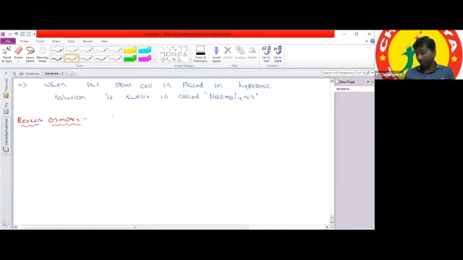You know the Berkeley-Hartley method. In the Berkeley-Hartley method, the membrane they use is an inorganic salt. The inorganic membrane they used is cupric ferrocyanide. Cupric ferrocyanide is used as an inorganic membrane.